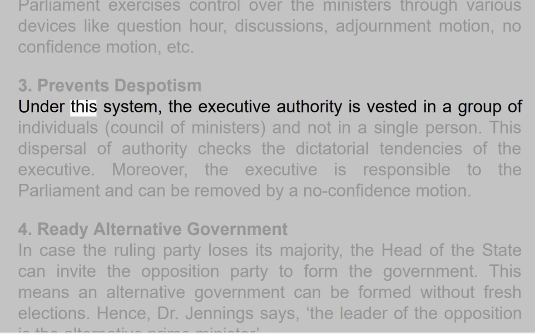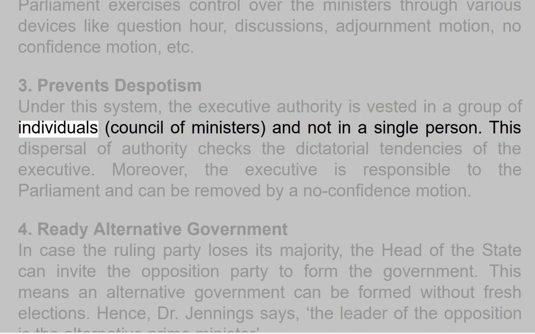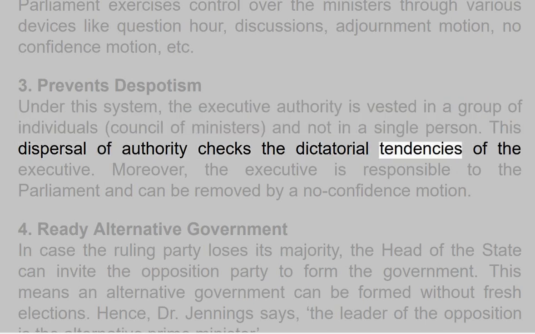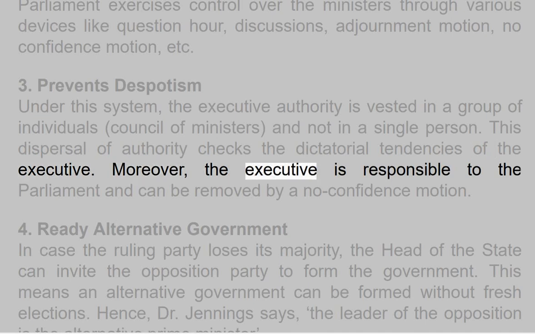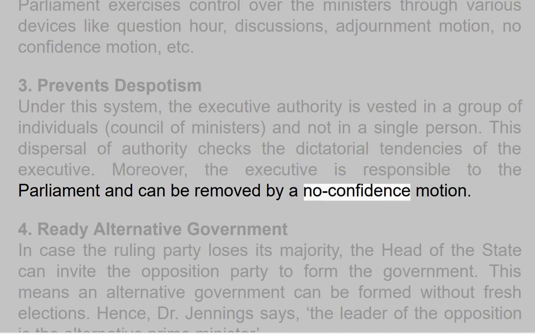3. Prevents despotism. Under this system, the executive authority is vested in a group of individuals, council of ministers, and not in a single person. This dispersal of authority checks the dictatorial tendencies of the executive. Moreover, the executive is responsible to the Parliament and can be removed by a no-confidence motion.